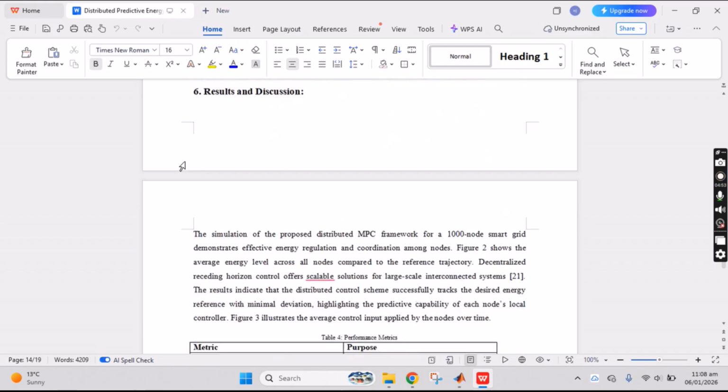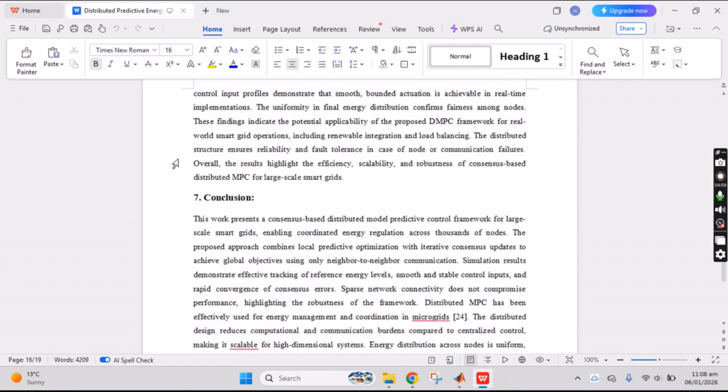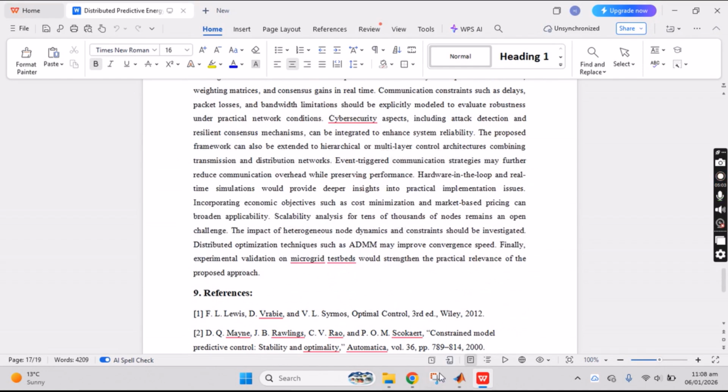The final energy distribution across the nodes histogram basically provides us, and this is the actual results in terms of performance metrics, and then I wrote the conclusion and future work as well as the references.